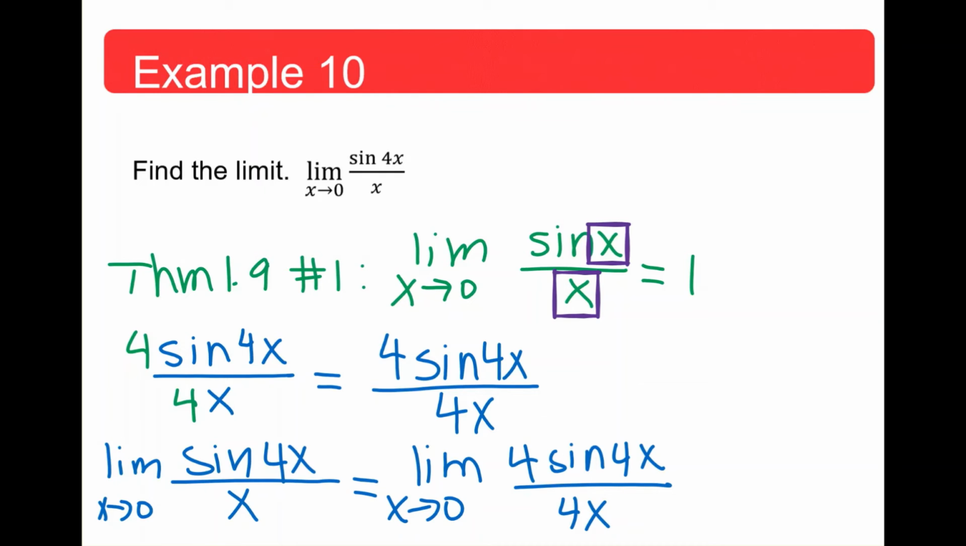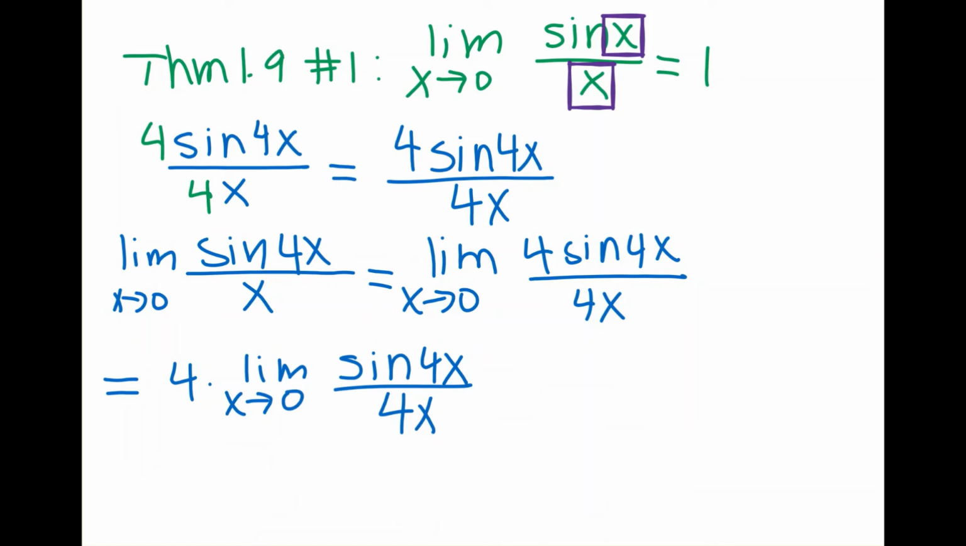So by theorem 1.7, we say that the limit as x approaches 0 of sine of 4x over x equals the limit as x approaches 0 of 4 times sine of 4x over 4x. In order to use theorem 1.9, we need to have the limit as x approaches 0 of sine of 4x over 4x. And we can do that by using our limit properties and taking the constant 4 and putting it in front of the limit. So we have 4 times the limit as x approaches 0 of sine of 4x over 4x.